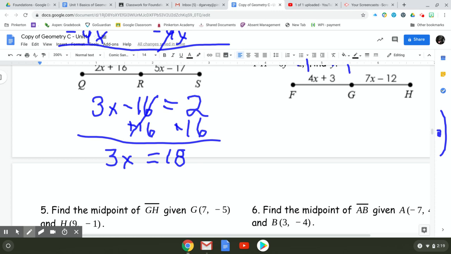And I'm multiplying between the 3 and the x, so I undo multiplication by division. 3 divided by 3 will just be 1, so I have x equals 6.